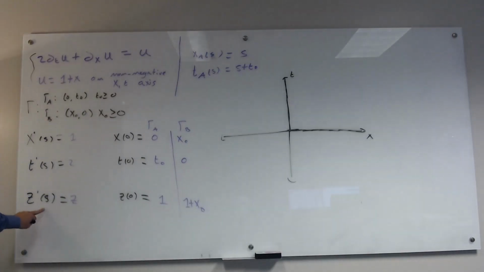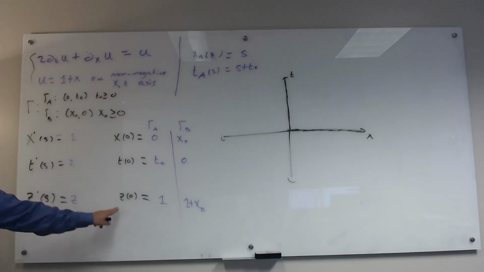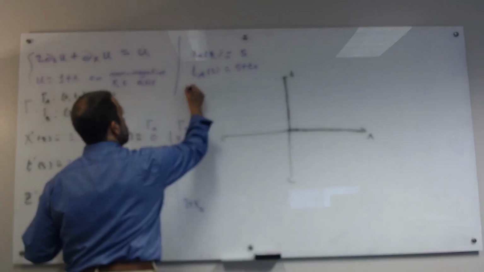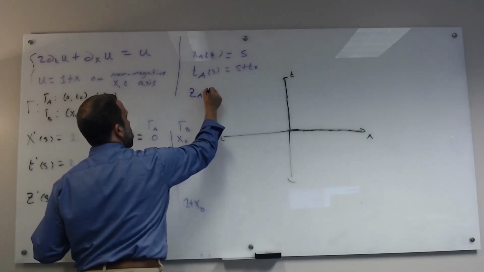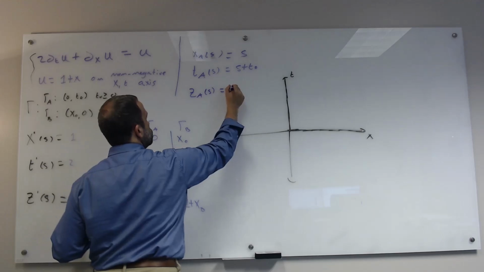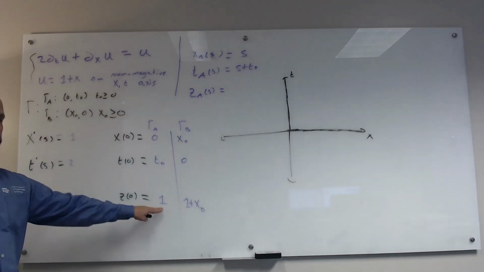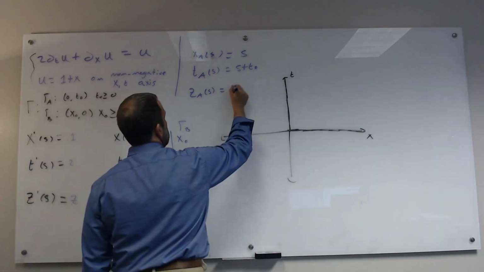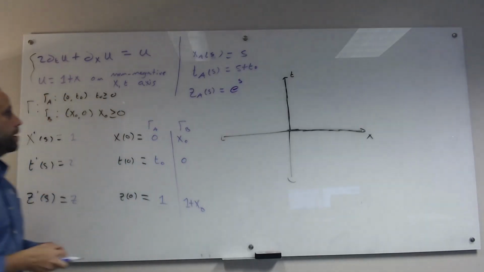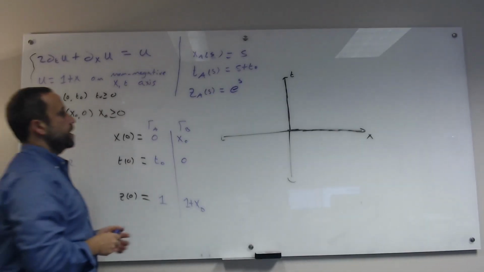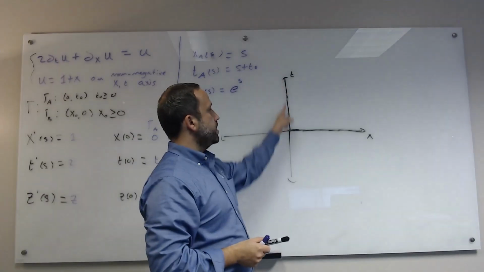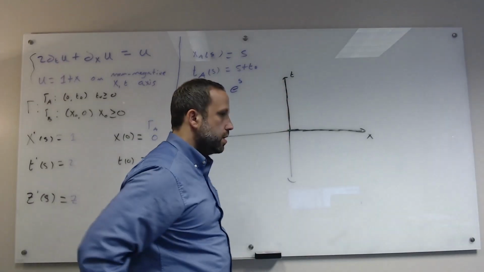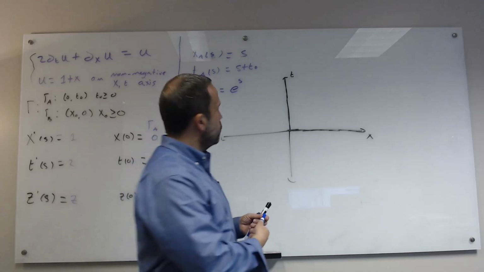Now z prime of s, what do we have here? z prime of s is going to be equal to z of 0 times e to the s. So z_A(s) is equal to, z of 0 is 1, so it's just going to be e to the s. Okay, so these are going to be the curves that start on the positive t-axis, or the non-negative t-axis.